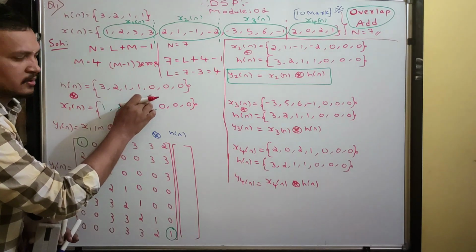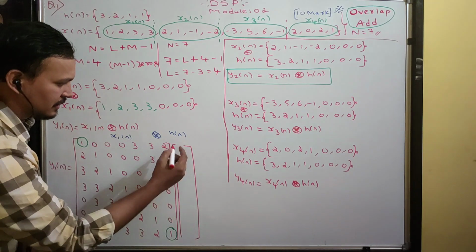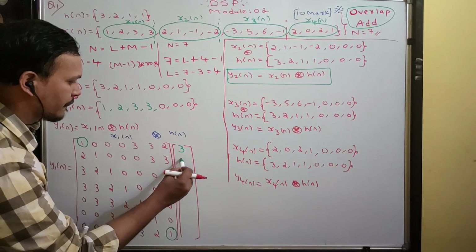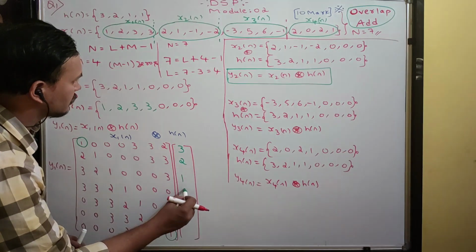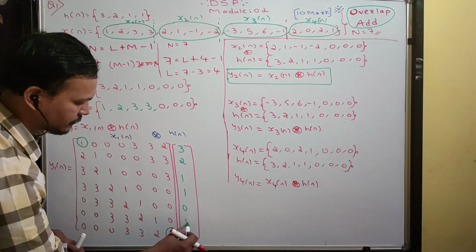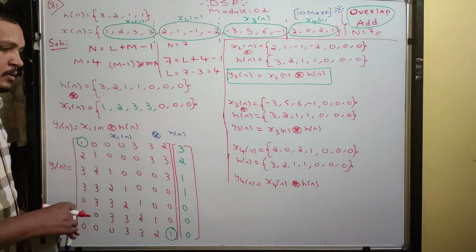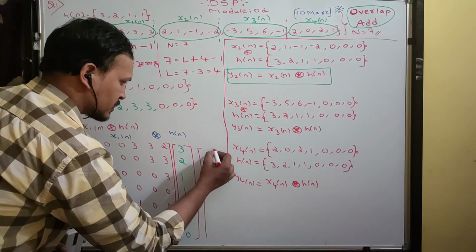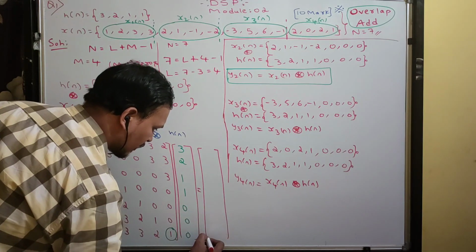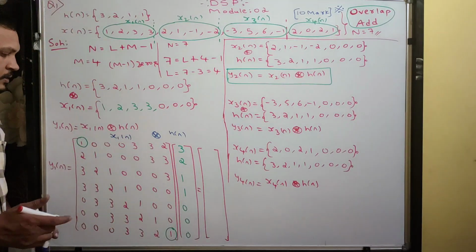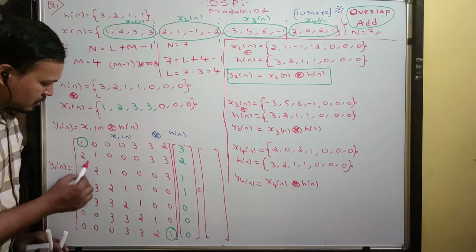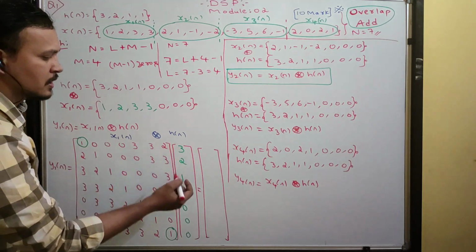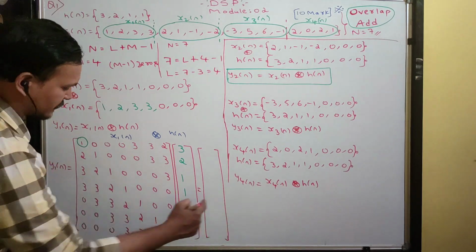3, 2, 1, 1. You write this entire thing vertically. Okay, so that I will use another color. 3, 2, 1, 1, 0, 0 and 0. So now you should multiply. Use a matrix multiplication. See now how to multiply this. 1 into 3. So I will write the first one here separately.